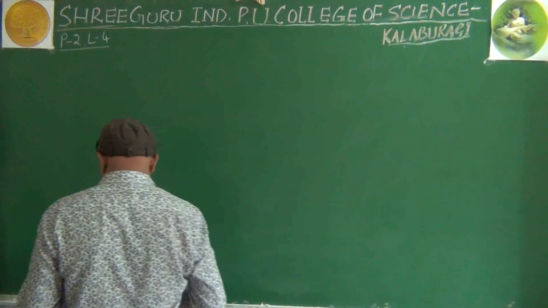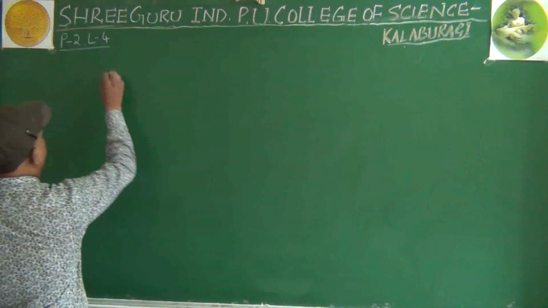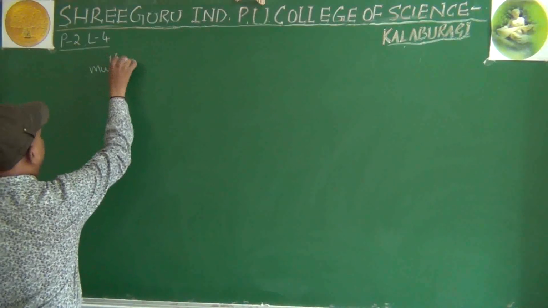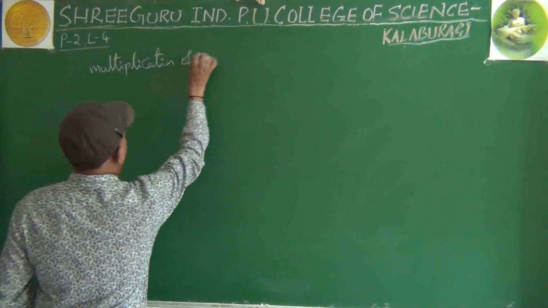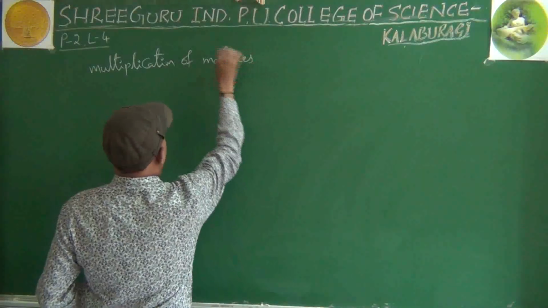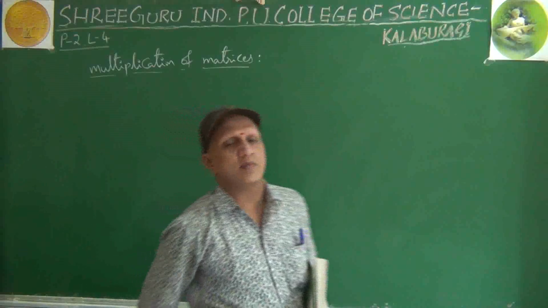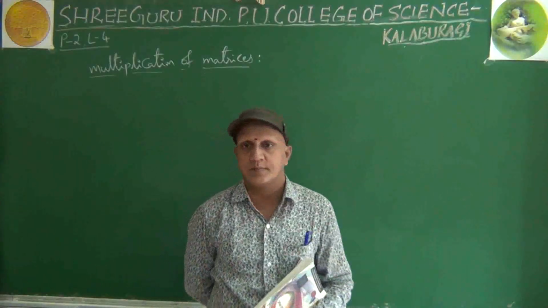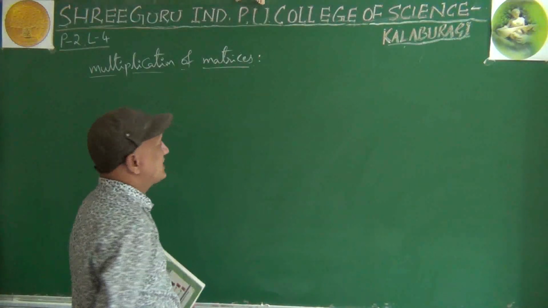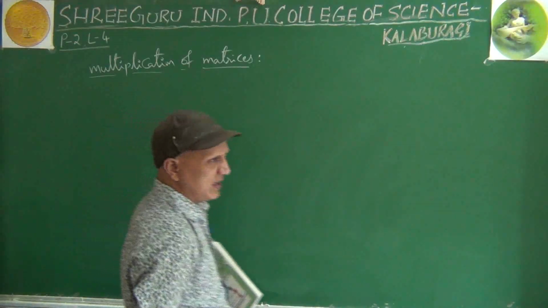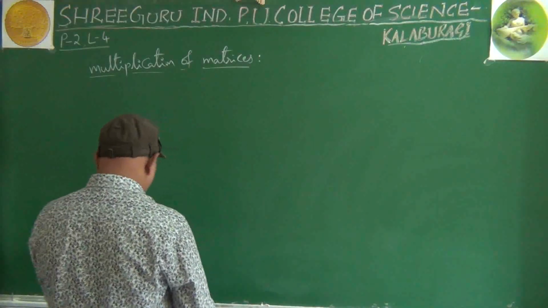Next one, multiplication of matrices. In this multiplication, some stuff is there compared with the previous concepts. Compare with addition, compare with subtraction, compare with scalar multiplication. Here some work we have to do. I don't mean that this is difficult, but listen carefully. Multiplication of matrices.